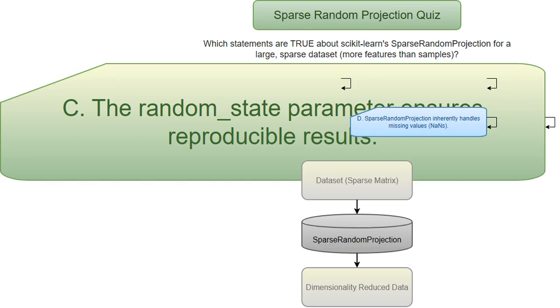The random_state parameter acts like a seed for the random number generator. By setting it, I guarantee that the same random projection matrix is created every time, ensuring consistent results across multiple runs. This is crucial for reliable experiments and comparisons.